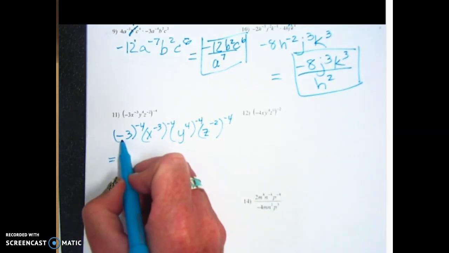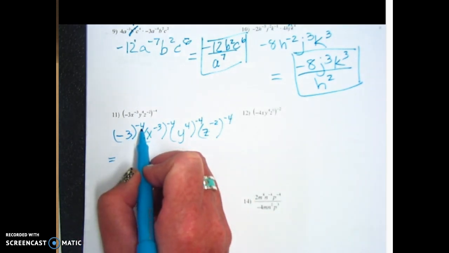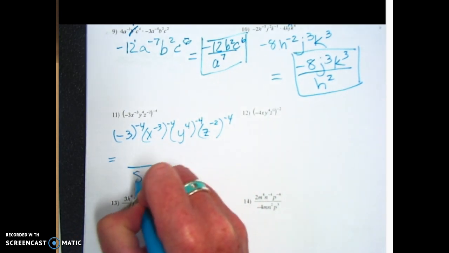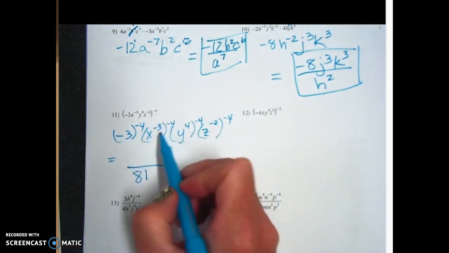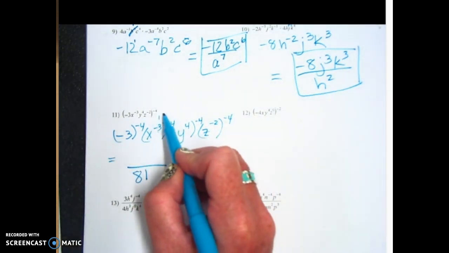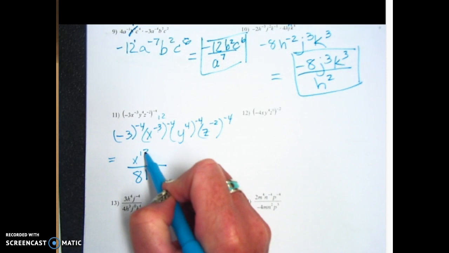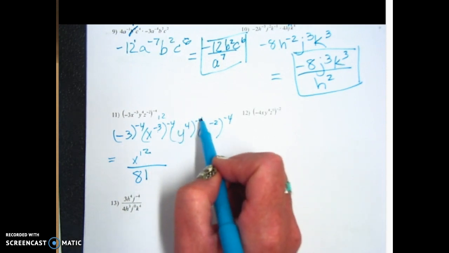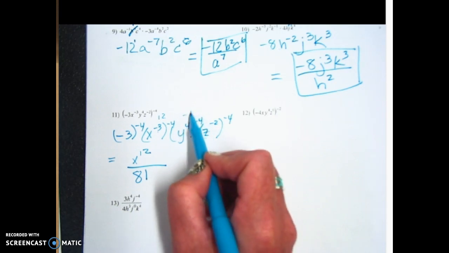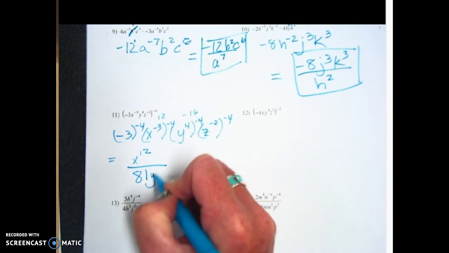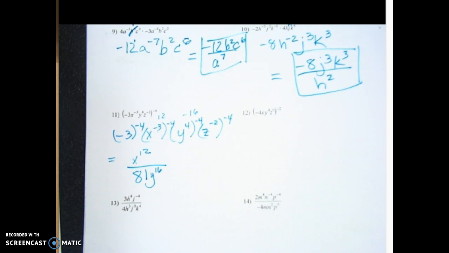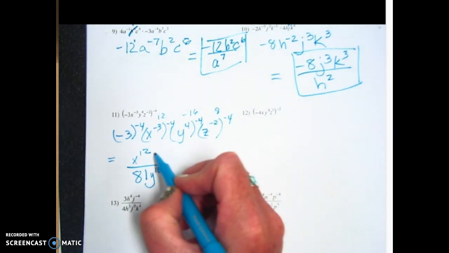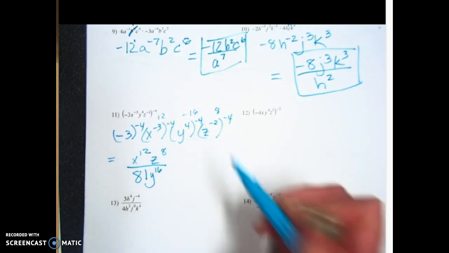So negative 3 to the negative 4th power is going to be 81, and move it to the denominator. Negative 3 times negative 4 is positive 12, so that's going to stay in the numerator. Y to the 4th times to the negative 4, so that'd be negative 16th, so I'm going to move that to the denominator and make a positive 16th exponent. And then negative 2 times negative 4 is positive 8, so Z to the 8th is going to stay in the numerator.